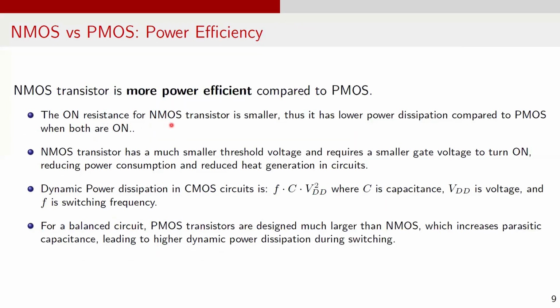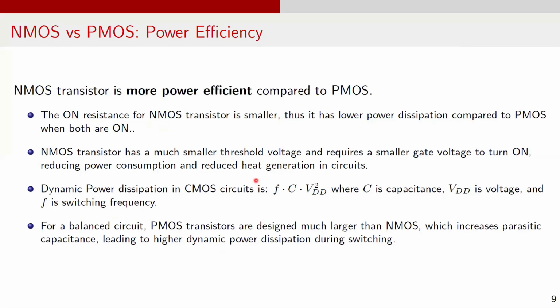From a power efficiency perspective, NMOS transistors are more power efficient compared to PMOS. The on resistance for NMOS transistor is smaller and thus it has lower power dissipation compared to PMOS when both are on. NMOS transistor has a much smaller threshold voltage and requires a smaller gate voltage to turn on, reducing power consumption and reducing heat generation in circuits.